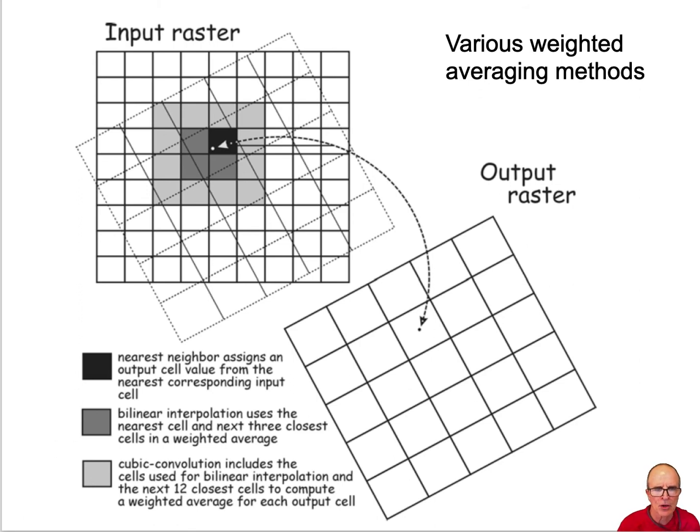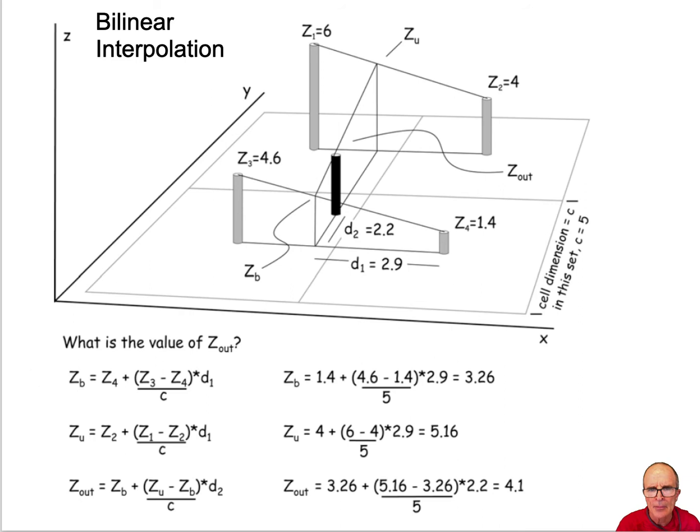Nearest neighbor is pretty obvious. I'll walk through a bilinear interpolation. Basically, it's a distance-weighted averaging. So if I have 4 cells that are going to contribute to the output value, which corresponds to this location, I first average along one axis and then average those averages along the other axis. And so I'll take my value here at Z4 and my value at Z3, and I'd say, look, I'll start at Z4, and I'll take Z3 minus Z4 times the distance divided by the total possible distance.